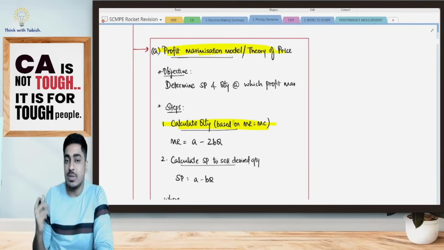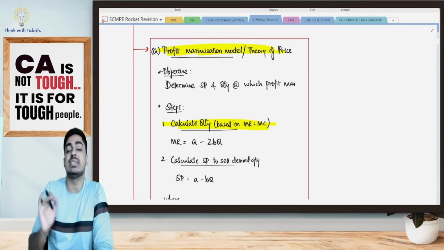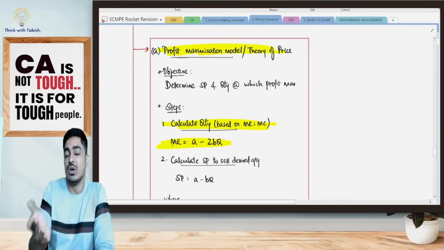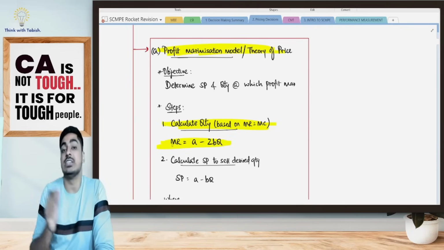MC, marginal cost, will be given in the question. MR, I know MR is nothing but A minus 2BQ. The MR formula is nothing but A minus 2BQ. Derivation logic, everything is given. Wherein A is the selling price at which demand is 0.